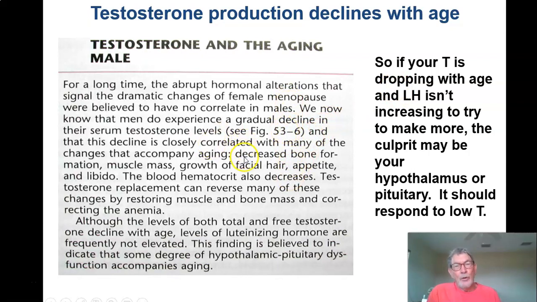But over time, especially in your 80s and 90s, muscle mass decreases, facial hair becomes really thin, libido and appetite drop, you're less likely to want to have sex, you're less likely to be hungry, to develop the muscles. Your hematocrit decreases down closer to what the female hematocrit is.